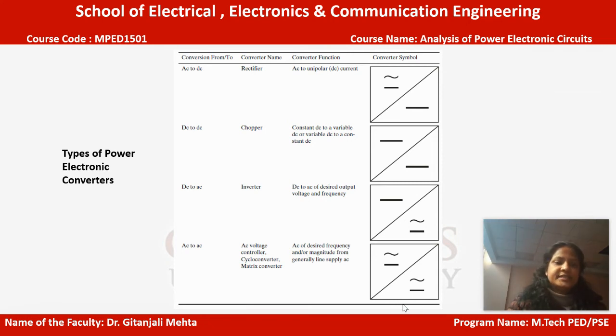Next is the DC to AC converter, also known as the inverter, in which we can convert the DC to an AC of desired output voltage and frequency. This can also be seen in the converter symbol here. Fourth one is the AC to AC converter, which can either be an AC voltage controller, a cycloconverter, or a matrix converter, in which AC of desired frequency and or magnitude is obtained from the generally line supply AC and converted into the required form of AC.